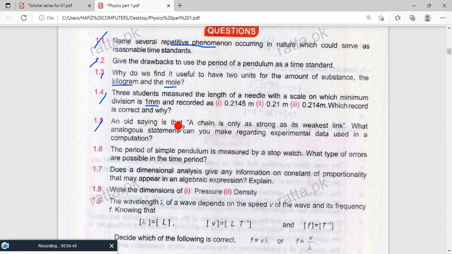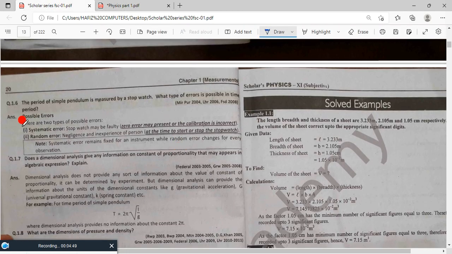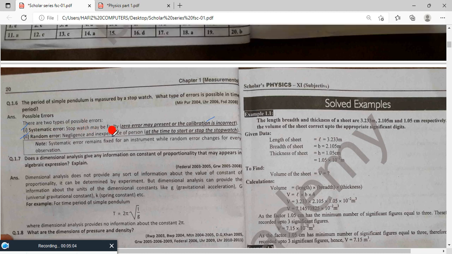Next one: the period of a pendulum is measured by a stopwatch. What types of errors are possible, as we discussed in our previous video? There are two types of error, systematic error and random error. Systematic error: the stopwatch may be faulty, zero error may be present, or the calibration is incorrect. Random error: negligence or an inexperienced person at the time of starting or stopping the watch. Systematic error remains fixed for an estimate while random error changes for every observation.